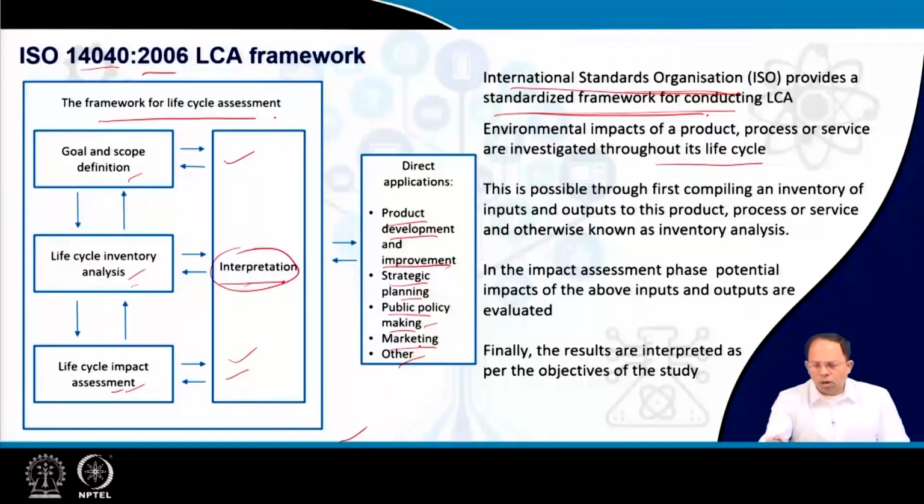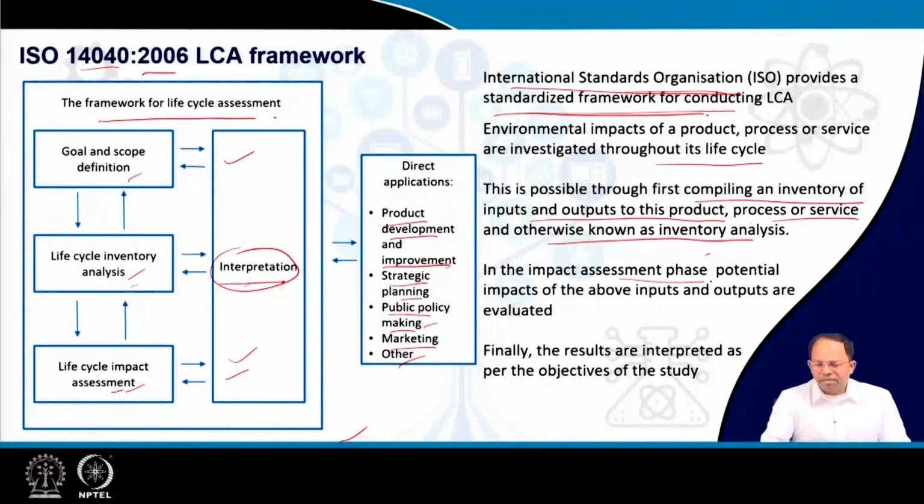So to do all this, first we have to compile an inventory of inputs and outputs for this product, process or service, otherwise known as inventory analysis. So an inventory of inputs and outputs for each product, process and service has to be first listed. That means inputs are what goes into making that product or process, and outputs are what comes from that product or process. So all this needs to be computed first.